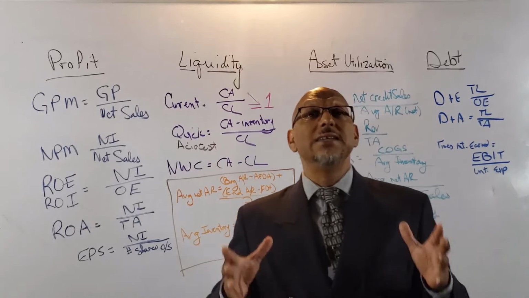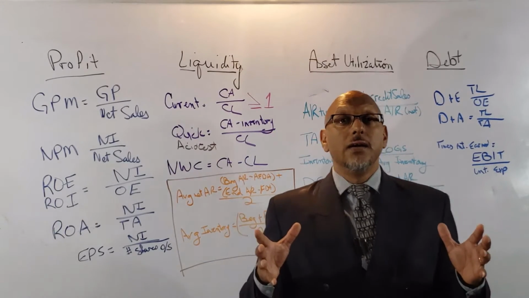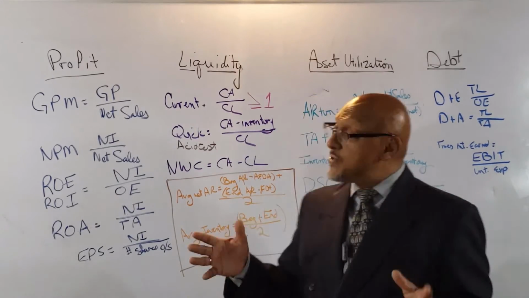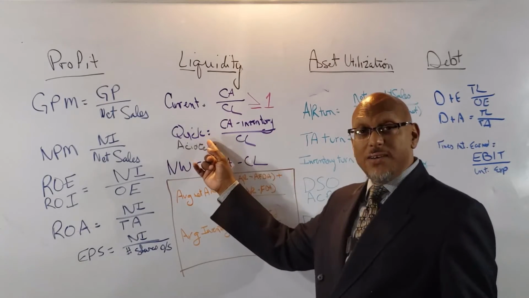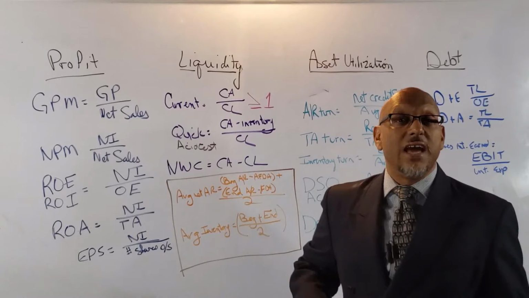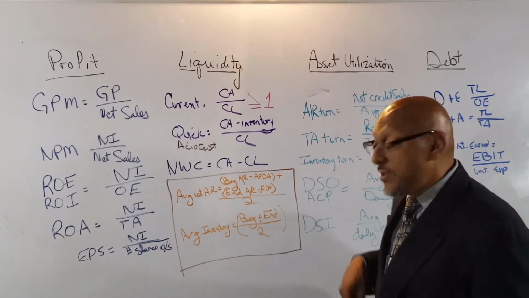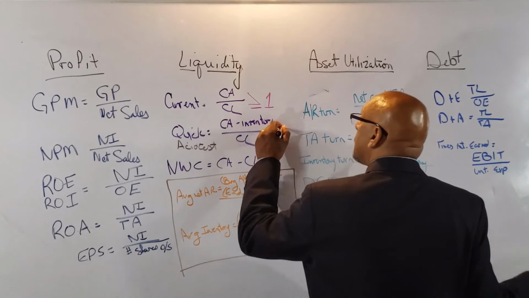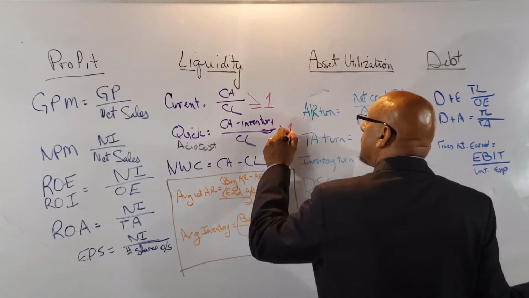Again, it's dependent on the demand. So if we wanted to do a quick fire sale, we can take out the inventory and then see if we still have a positive, greater than one number. This should also be greater than or equal to 1.